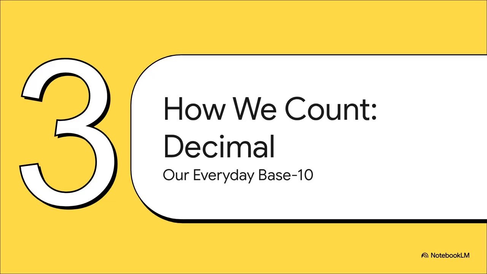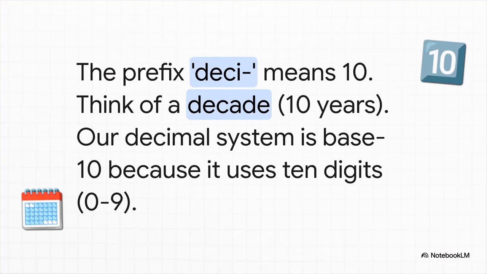Okay, to really wrap your head around how computers count, it's actually super helpful to take a quick look at the system we humans use without even thinking about it, the decimal system. And just like bi meant 2, the prefix deci means 10. You see it everywhere, right? A decade is 10 years. A decagon has 10 sides. Our number system is a base 10 system because we use 10 unique digits, 0 all the way through 9.